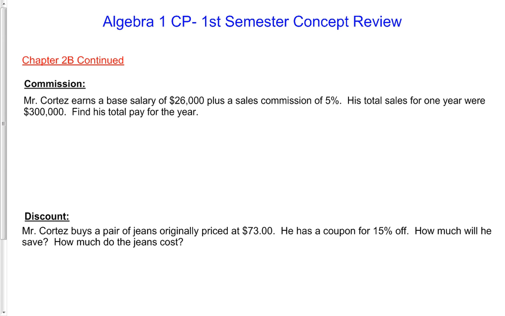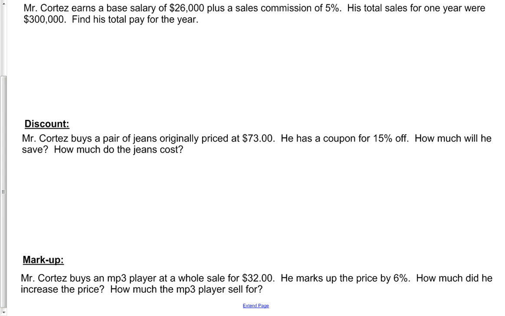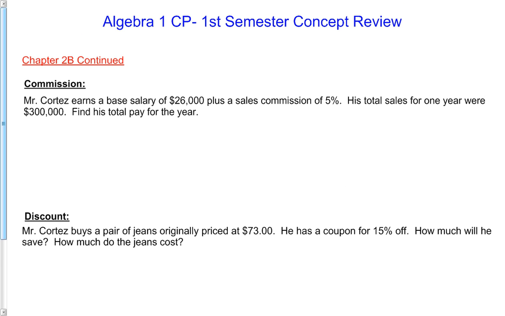This is the second half of the word problems we covered this semester. We'll talk about commission, discount, and markup here. It's pretty similar, so we'll discuss the basics, and all these problems are really close to the same in the type of calculation and how you do it. So let's jump into the first one here, which is about commission.